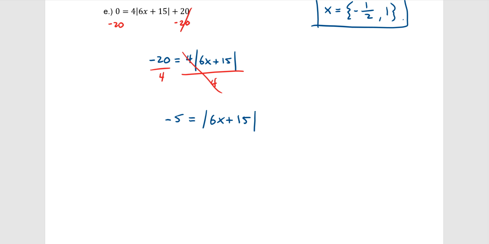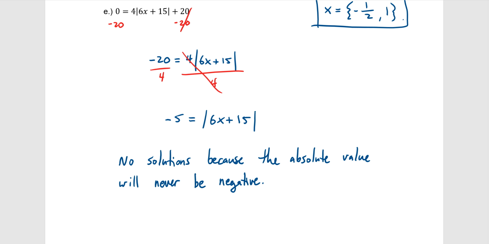So this is where we have to be a little bit careful here. We have the absolute value equals a negative number. Since the absolute value equals a negative number, there's actually no solutions here because of what we said on that first page. The absolute value of something will never be negative. Okay, so no solutions for that one. Okay, so that is it for absolute value equations.